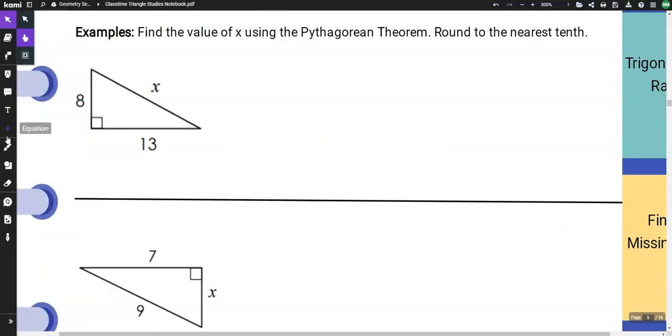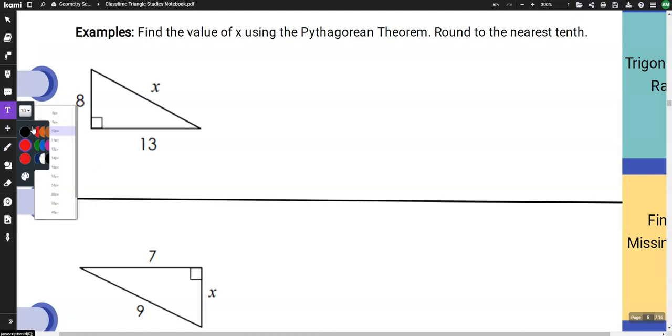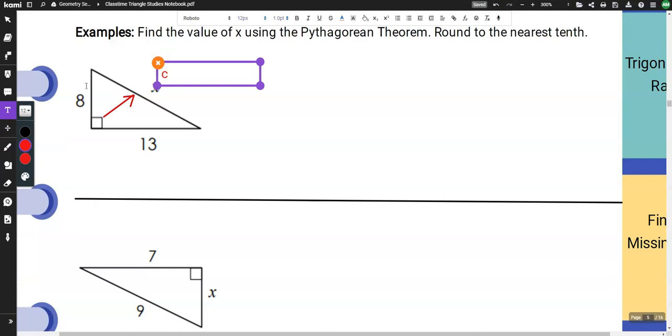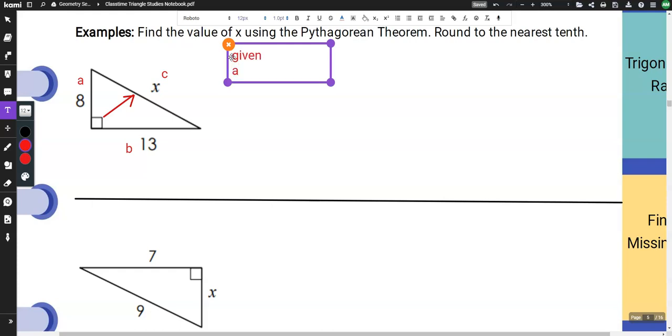All right, so now we're going to apply the Pythagorean theorem to find the value of x in each of these problems. The first thing you are going to do in every single problem is find your hypotenuse. It is across from the right angle. Once you find your hypotenuse, you are going to label it C, and then you're going to label the legs A and B. So we're going to make our list of givens. A, we're going to use as 8. B is going to be 13. And C is going to be our unknown.